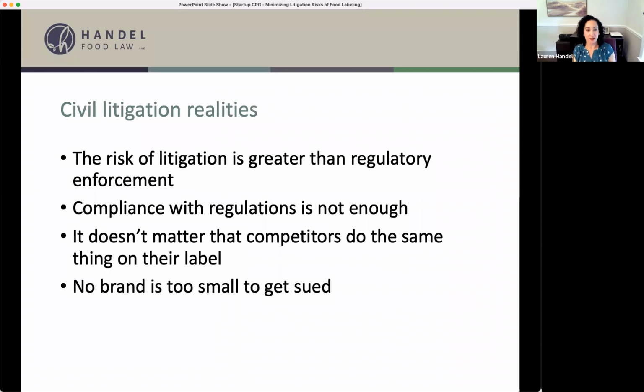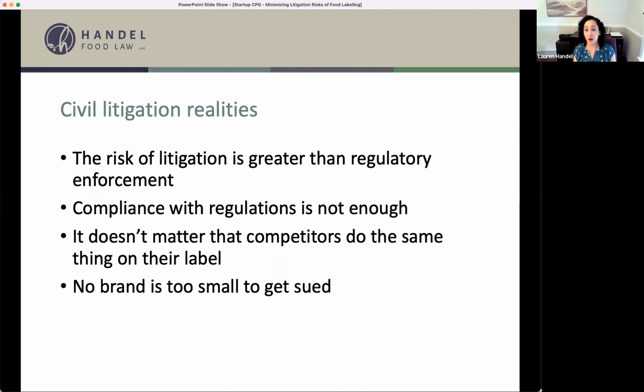So, some more on the realities of all of this. These days, there is a greater risk that your food labeling will get you sued or threatened with a lawsuit than that you will face any sort of regulatory enforcement action. And that's, like I said, especially for FDA regulated products, just not a priority of the agency, and they can't go after everybody for their labeling violations.